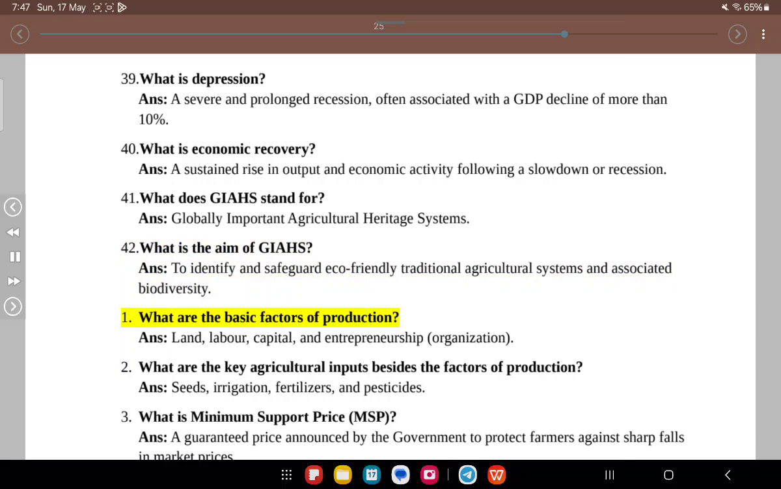1. What are the basic factors of production? Ans. Land, labor, capital, and entrepreneurship organization. 2. What are the key agricultural inputs besides the factors of production? Ans. Seeds, irrigation, fertilizer, and pesticide.